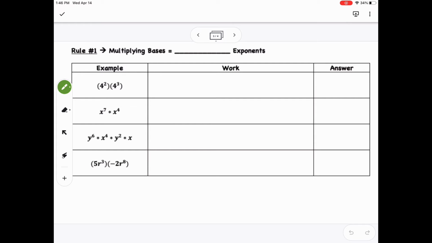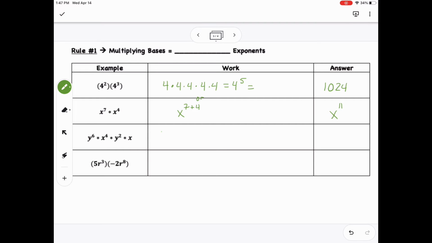Okay, so for rule number 1, let's do some work and then we'll define it. If I have 4 squared times 4 cubed, you could write them all out and then count them. It looks like I have 5 4s, so I would write 4 to the 5th as my answer. Because I know the base of 4, I can plug that into the calculator and get 1,024. Instead of doing that, you could also just add the exponents. So for x to the 7 times x to the 4, I would just add them. So x to the 7 plus 4 gives me x to the 11th.